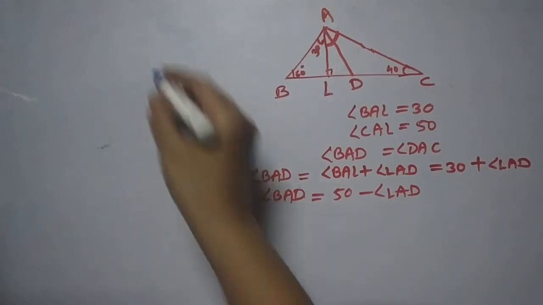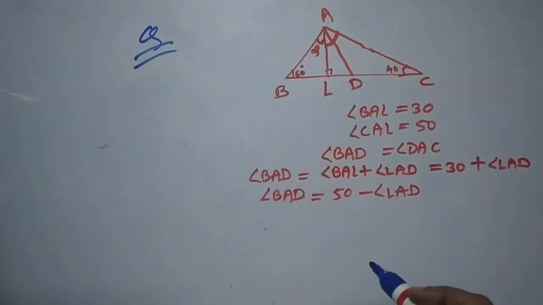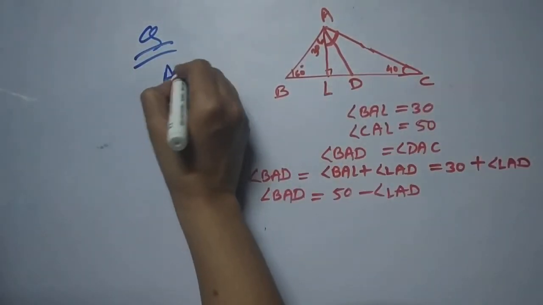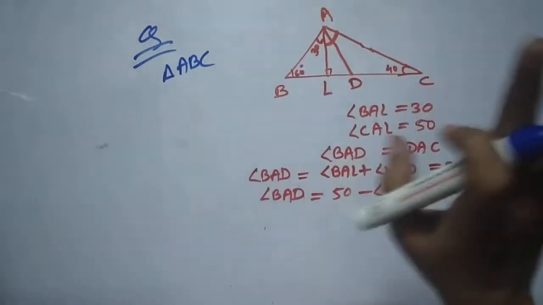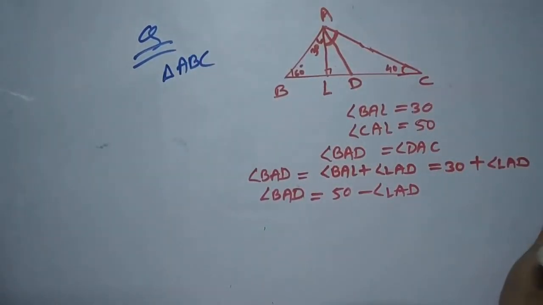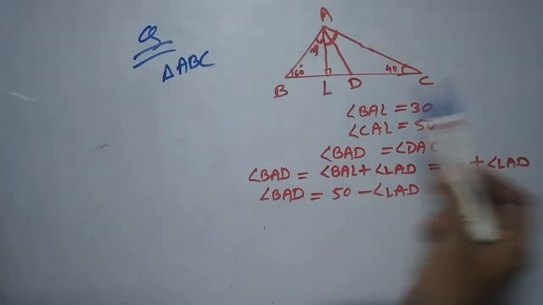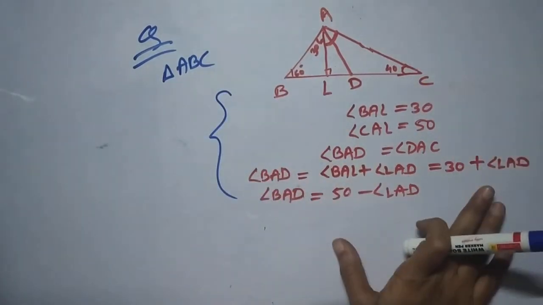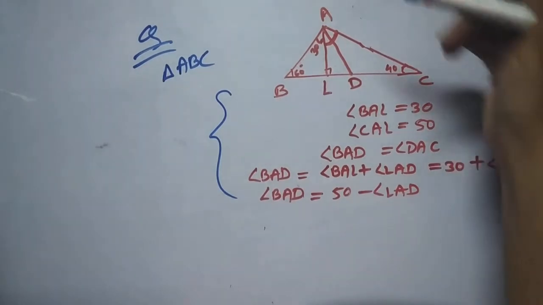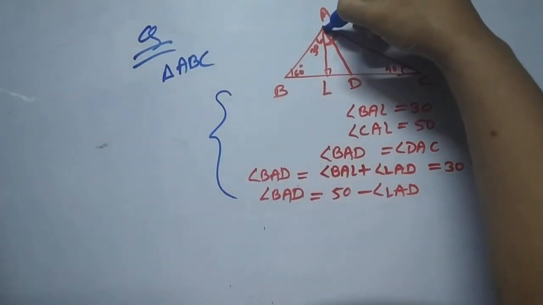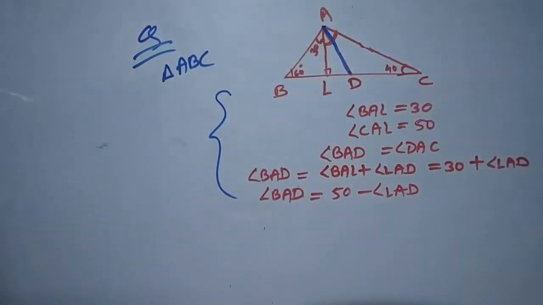So friends, now next question is, given that this is a triangle ABC, and in this triangle we have given angle B as 60, angle C as 40 degree, and these all are the points which we have provided with. And this is a point A, and this AD is what? This is AD.